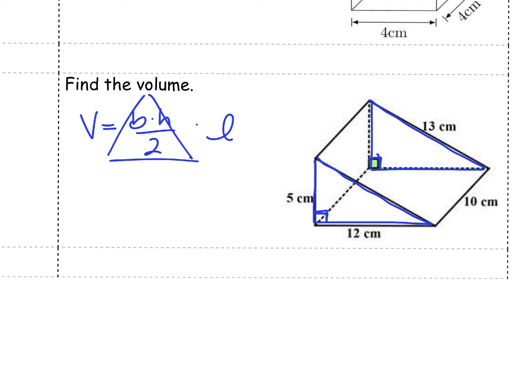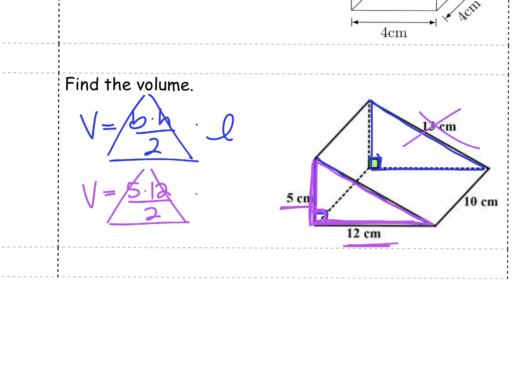So when I think about the base and height of the triangle end, here's that triangle, base and height make the right angle. So that's 5 and 12. I don't care about this number 13 at all. All I care about is 5 times 12 divided by 2, that's going to be the triangle end, times the length. The length is how many triangles get stacked in here. How deep is that figure? And I see it as 10.